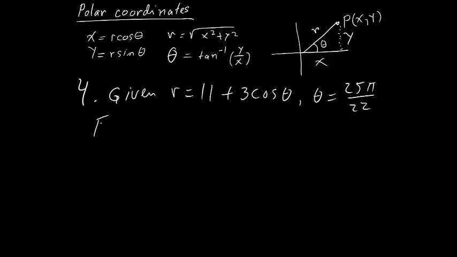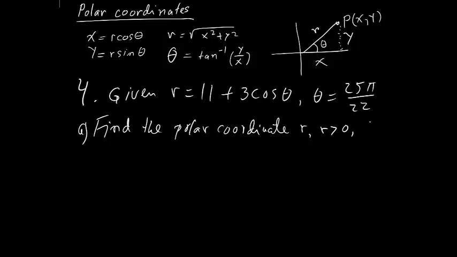Find the polar coordinate r, and we want to take r greater than 0, positive, and theta should be between pi and 3 pi by 2. So then r is already given, so we find r equals 11 plus 3 cosine theta.